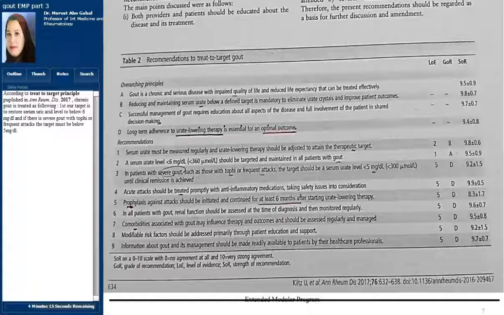According to the treat to target principle published in Annals of the Rheumatic Diseases 2017, chronic gout is treated as follows. At first, our target is to restore serum uric acid level to below 6 mg per dL. And if there is severe gout with tophi or frequent attacks, the target must be below 5 mg per dL.